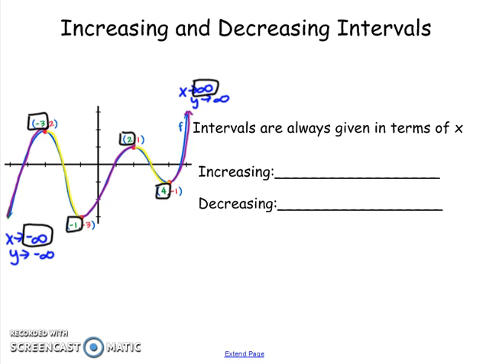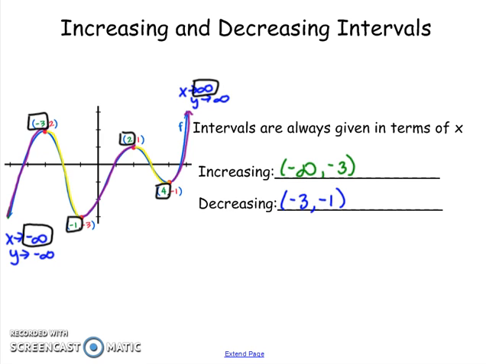So we say that it's increasing from negative infinity to -3. That's the first purple that I drew. Once we get to -3, the yellow starts to happen, and it decreases until we get to -1. So my decreasing interval is going to be from -3 to -1. And these are not points, they're intervals. So it's not the point -3, -1. It's from -3 to -1.